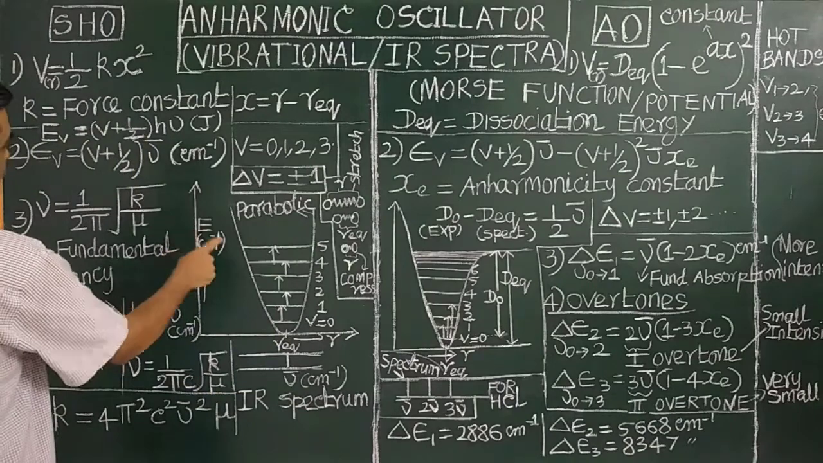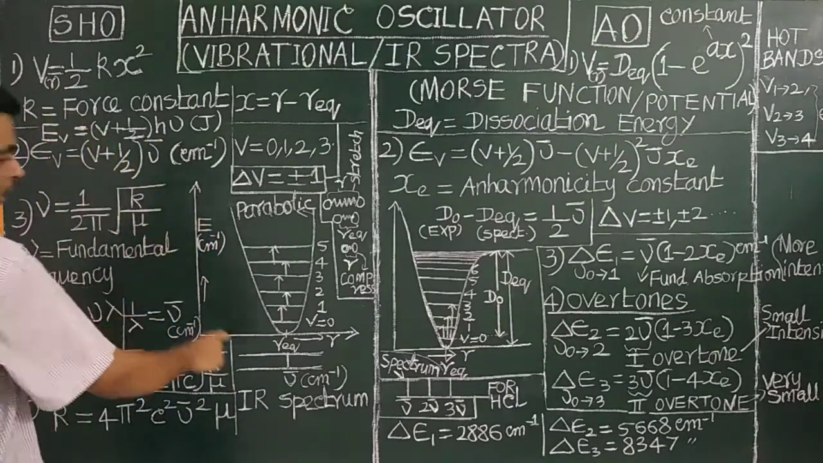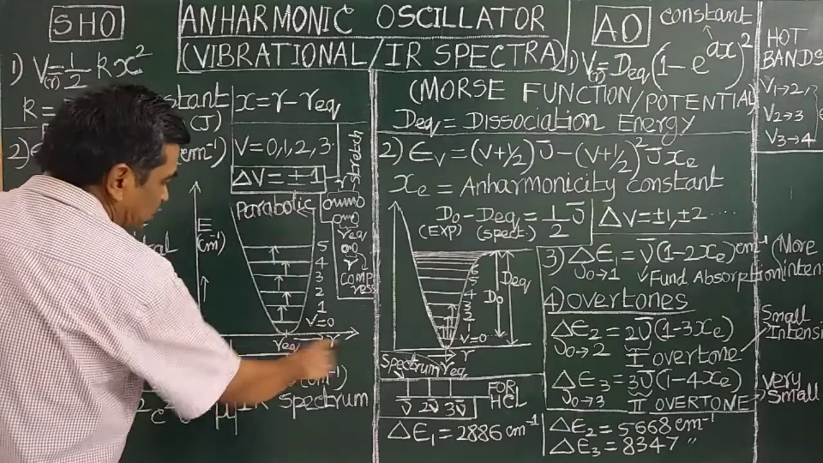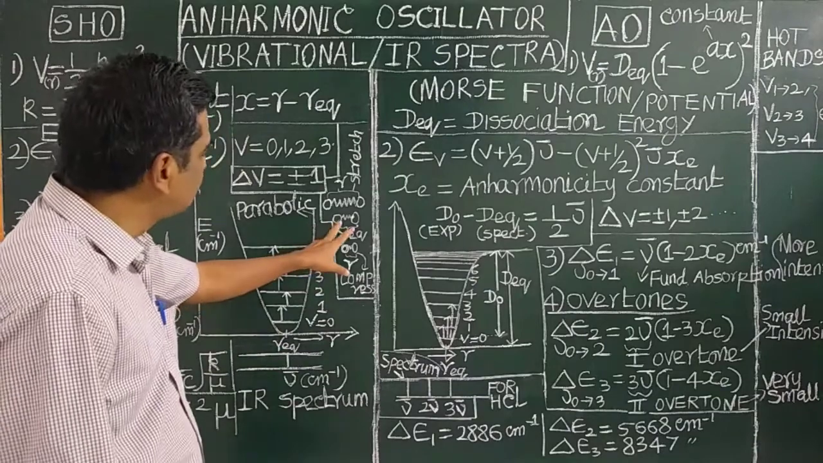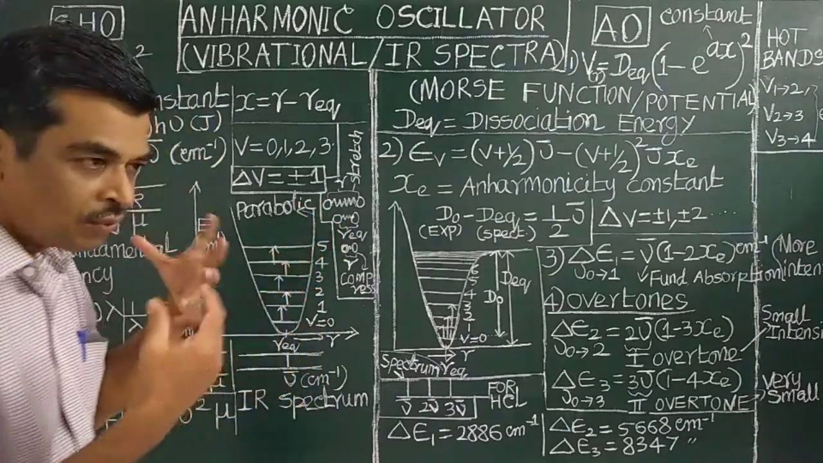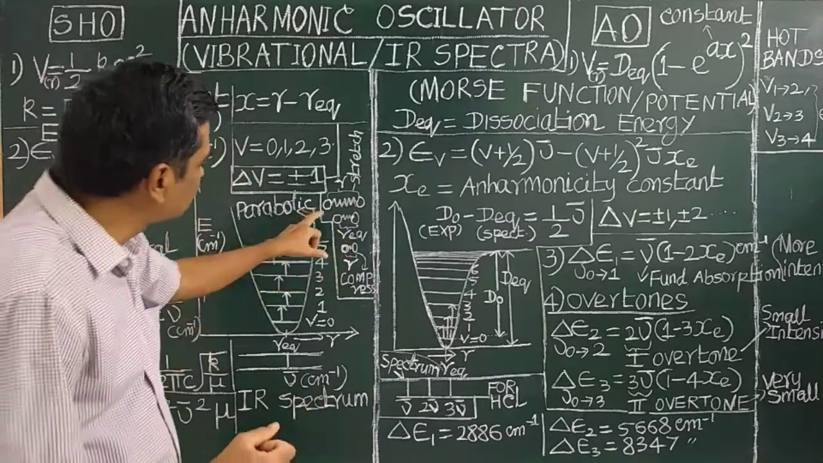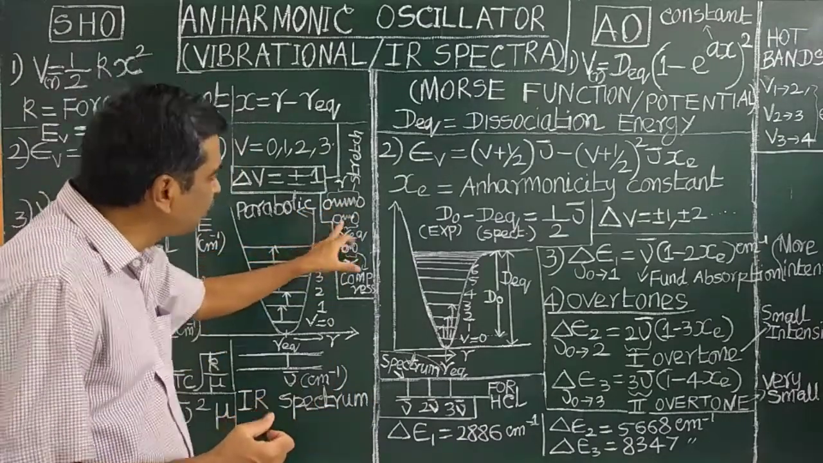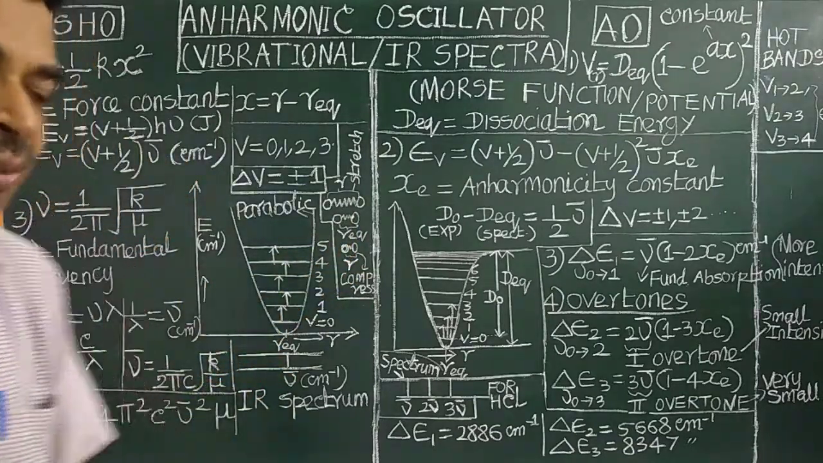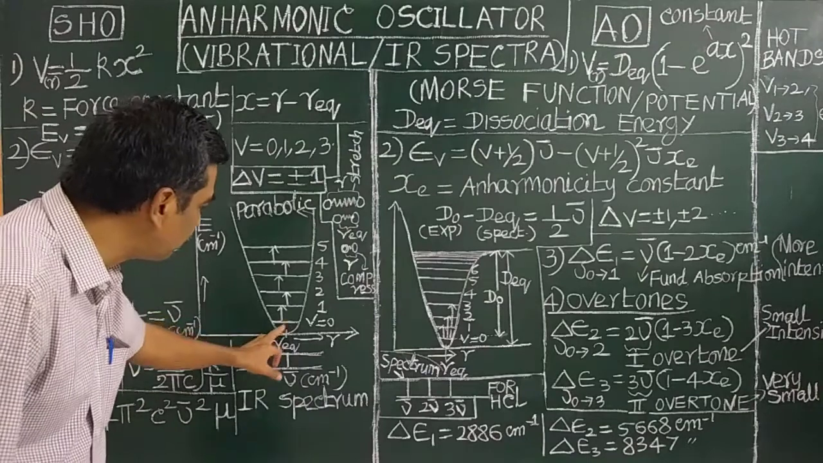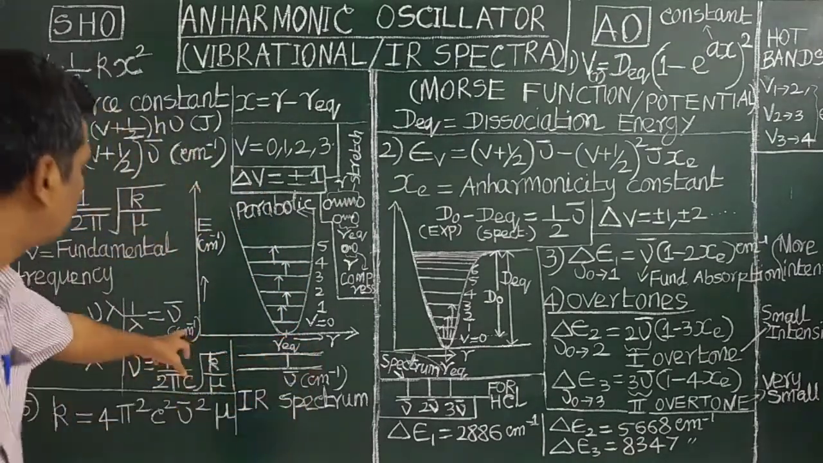Here we plot energy versus potential energy. Actually, this is potential energy V(R) as a function of internuclear distance. A molecule is two atoms connected by a spring. This is the equilibrium bond distance. At R equilibrium, the potential energy is minimum, the lowest, zero.